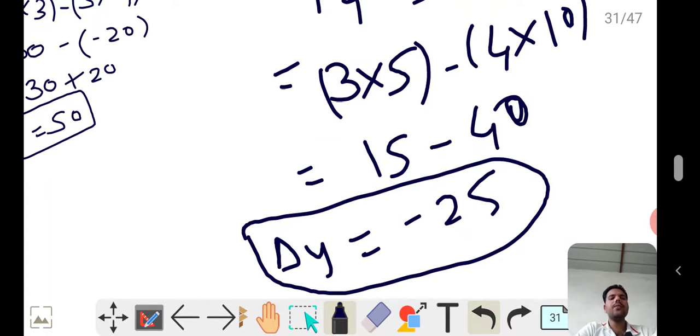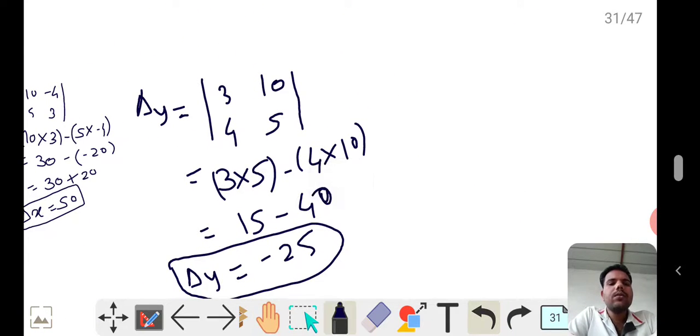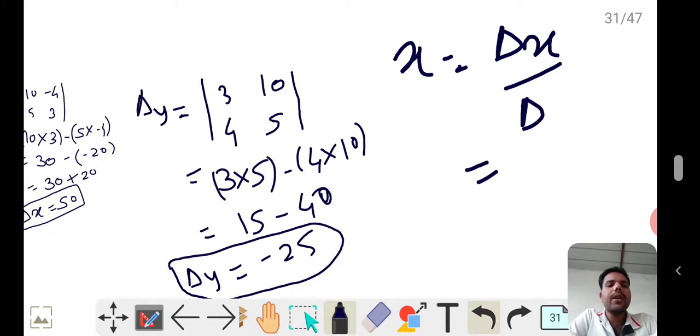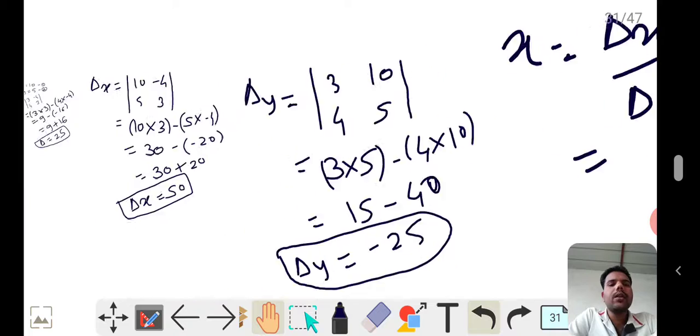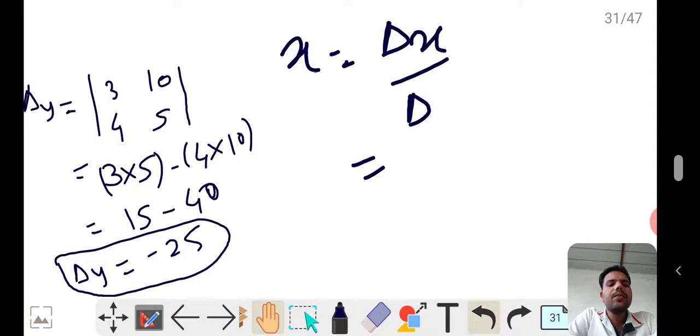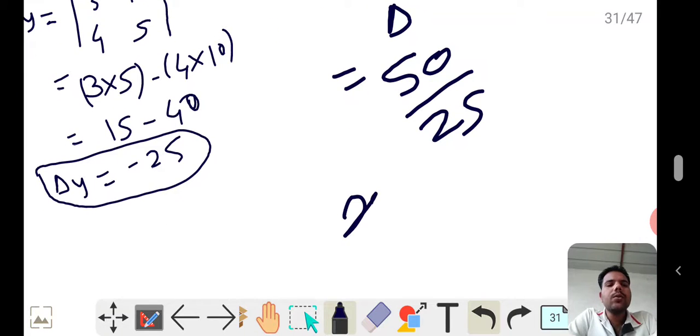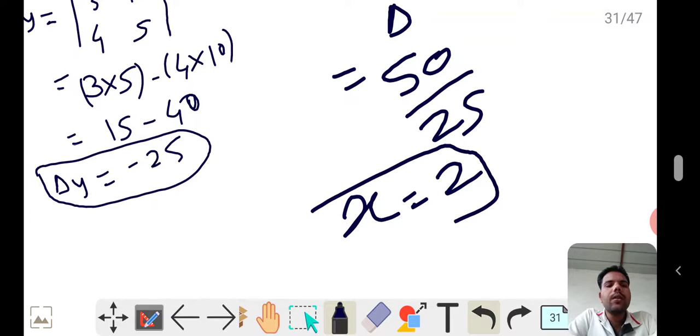Minus 25. So to calculate the value of the x variable, we have x is equal to delta x divided by delta. We have both the value of delta x and delta. So delta x is 50 and delta is 25. So 50 divided by 25, we will get x as 2. So x is equal to 2.